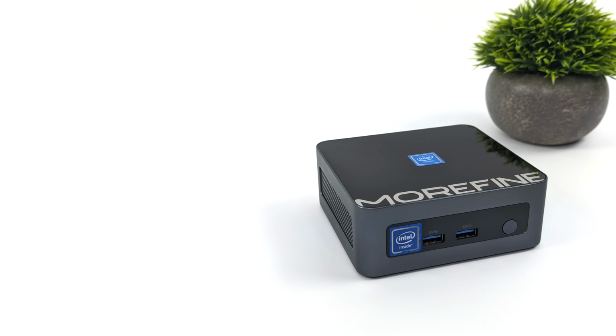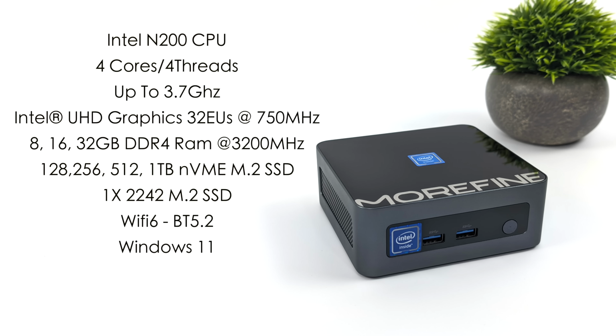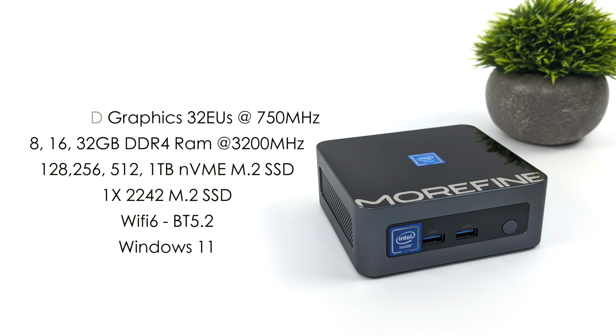And of course, when it comes to the specs of the M9, for the CPU, we've got that all-new Intel N200. 4 cores, 4 threads, with the clock up to 3.7 GHz. And with this, we can actually do 3.2 on all 4 cores, or 3.4 on 2 of the cores. Built-in Intel UHD graphics with 32 execution units at 750 megahertz. And again, you can get this bare bones with no RAM or storage, but they offer 8, 16, or 32. This utilizes DDR4 up to 3200 megahertz single channel. And for storage, 128, 256, 512, or a 1 terabyte NVMe M.2 SSD. We've also got Wi-Fi 6 and Bluetooth 5.2, and if you get one of their pre-configured units, this is running Windows 11 right out of the box.